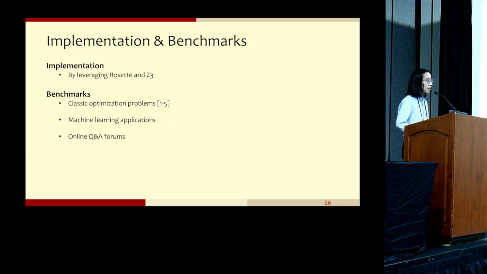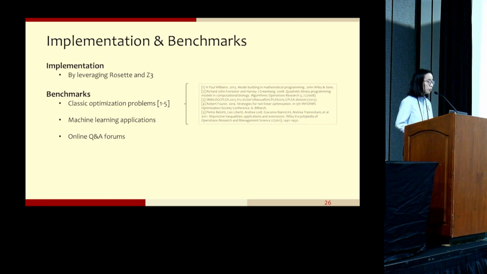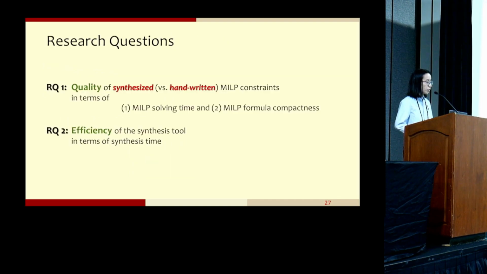We implemented our method by leveraging Rosette and Z3, and our benchmarks have three groups. The first group is a classic optimization benchmark from operational research, while the second group are machine learning applications, and the third group are collected from online Q&A forums where users have real trouble writing those constraints online. And our experiments were designed to answer the following two research questions.